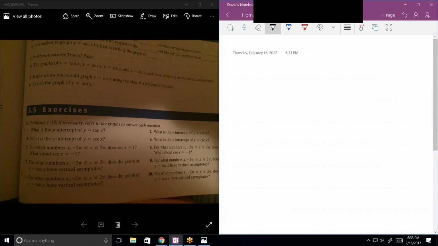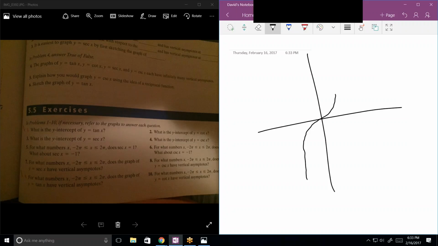Okay, let me draw the graphs. That's the tangent graph. It's got vertical asymptotes every pi. And the first one goes from minus pi over 2 to pi over 2.